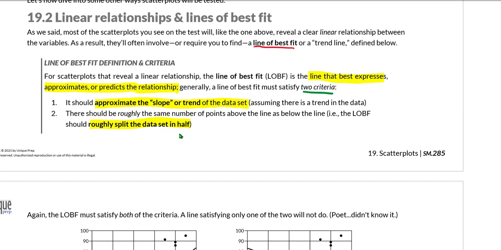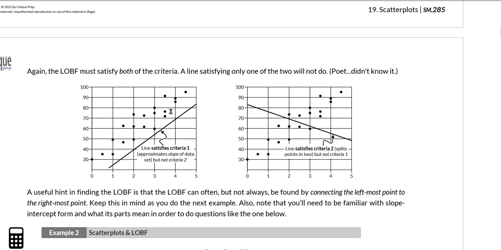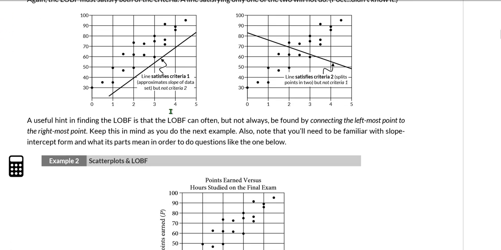On the top of the next page, we can see a couple of lines. This is our same data set that we were just dealing with, hours studied versus points earned. Same 20 students. And we can see two lines that satisfy one of the criteria but not the other. So for instance, this first line here approximates the trend or the slope of our points, but you can see that that line is below every single point. All 20 points are above that line. So this line does satisfy criteria 1. It gets the trend or the slope right. It does not, however, split that set of 20 students into roughly 10 students above the line and 10 students below.